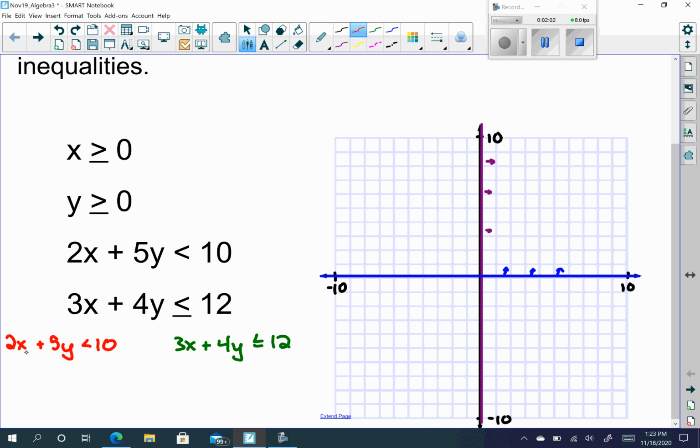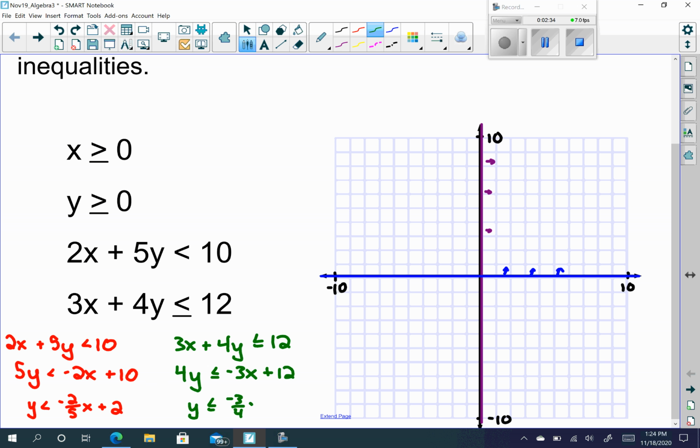So looking at the first one, we have to subtract 2x from both sides, so we'll get 5y is less than negative 2x plus 10. And then I'll divide everything by a positive 5, and because it's positive, I don't have to flip the inequality sign. So we're going to get y is less than negative 2/5 x plus 2, since 10 divided by 5 gives me a 2. And then over here, I'm going to subtract 3x from both sides, so we'll get 4y is less than or equal to negative 3x plus 12. Divide everything here by a positive 4. Again, we don't have to flip the inequality sign, so we'll get y is less than or equal to negative 3/4 x plus 3, since 12 divided by 4 gives us 3.